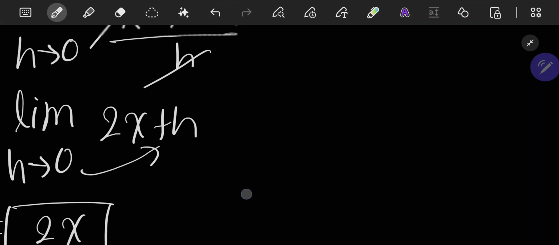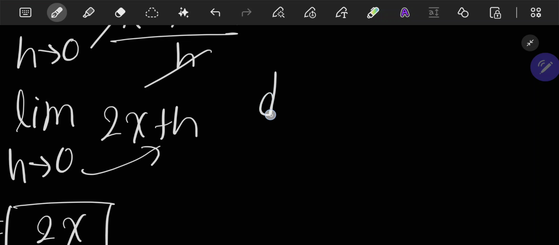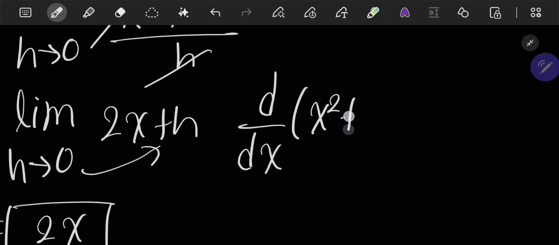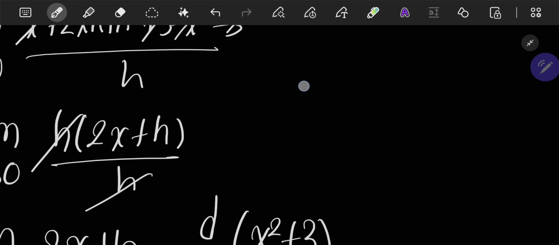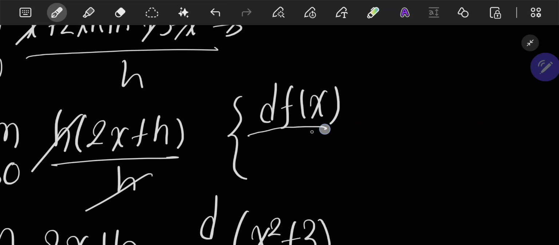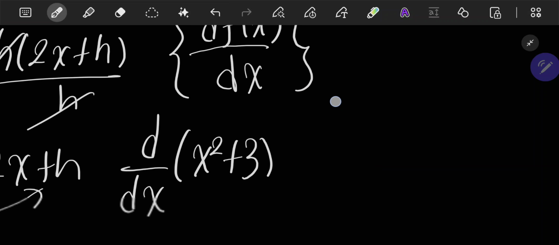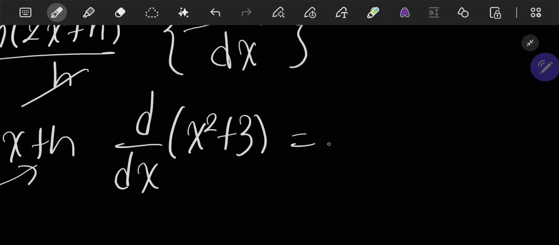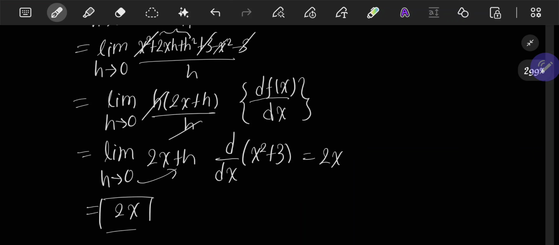By doing this, we have found that the derivative of x squared plus 3, which was our function, which we could also denote as df of x over dx, is equal to 2x. So this is our derivative.